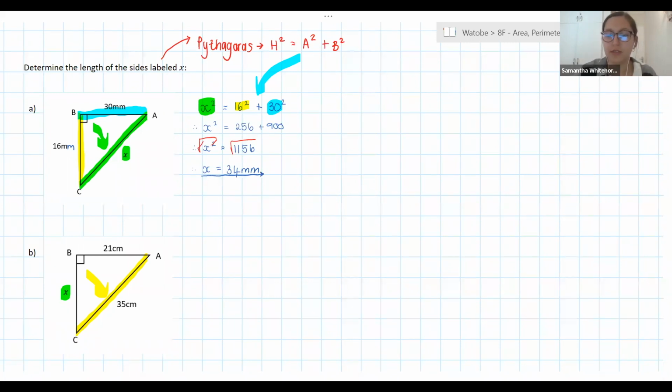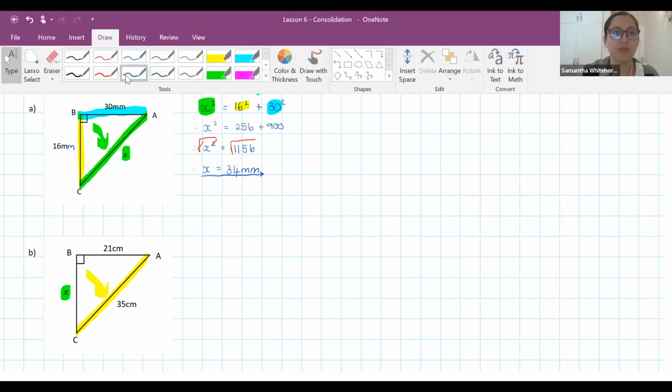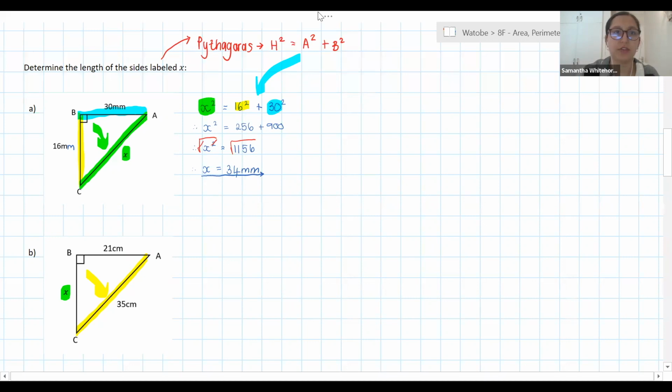Remember your units, because it is a length, so we do need to have units with our answer. And remember to square root. We don't want x squared, we just want x. If and when you're ready, you can put your answer in the chat, or you can raise your hand if you'd like to explain it to us. I'll give you another minute or so.